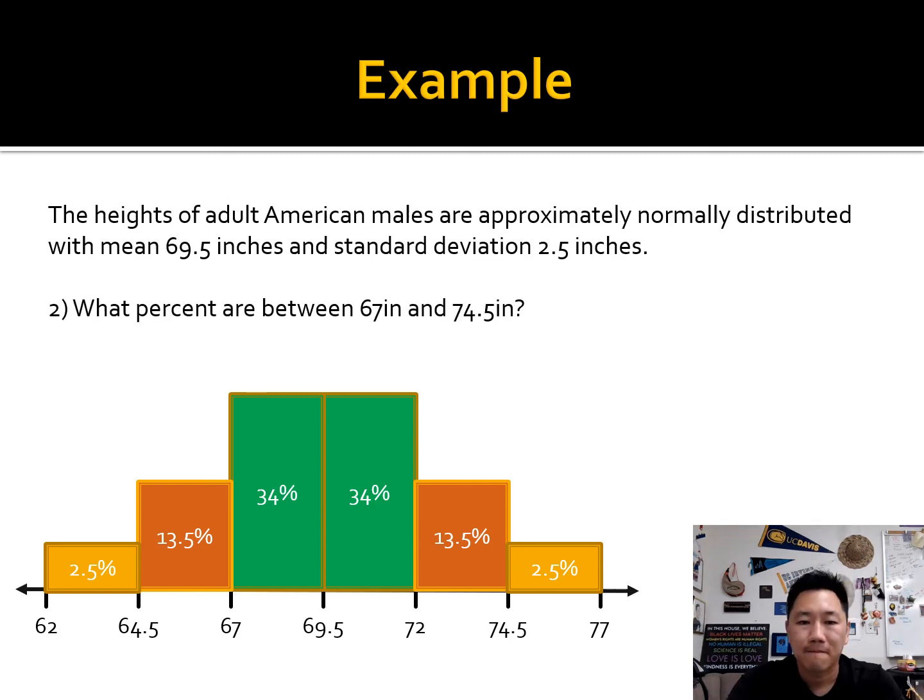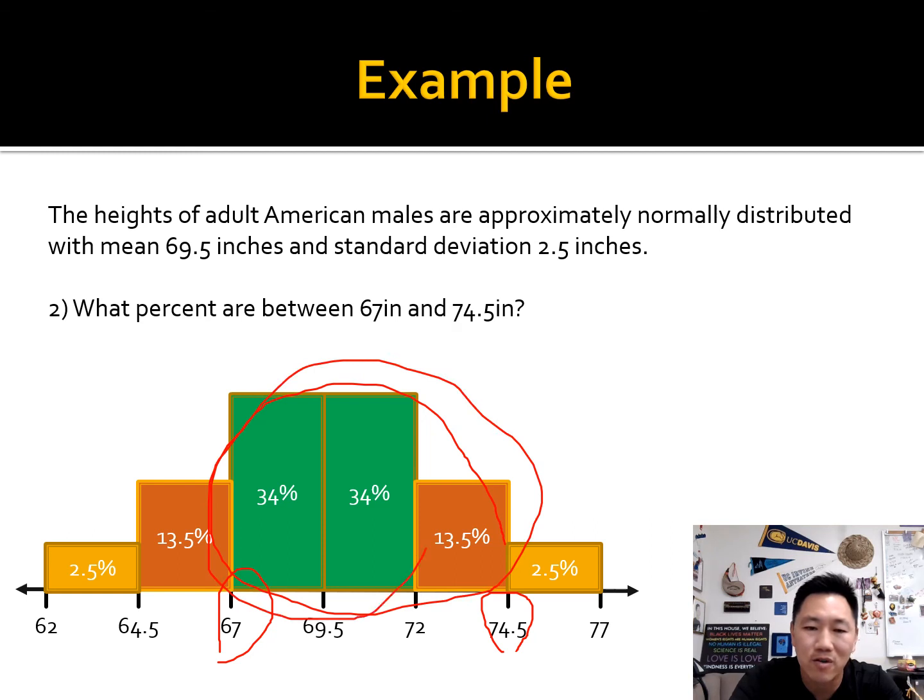Next question. All right, using the same problem, the next question is what percent are between 67 inches and 74.5 inches? Okay, so we just have to look. Where is 67 inches? Right here. Where is 74.5? Right here. So we want to know what percent is in between there. And so it's all these percentages, the 34, the 34, and the 13.5. And we have about 81.5%.